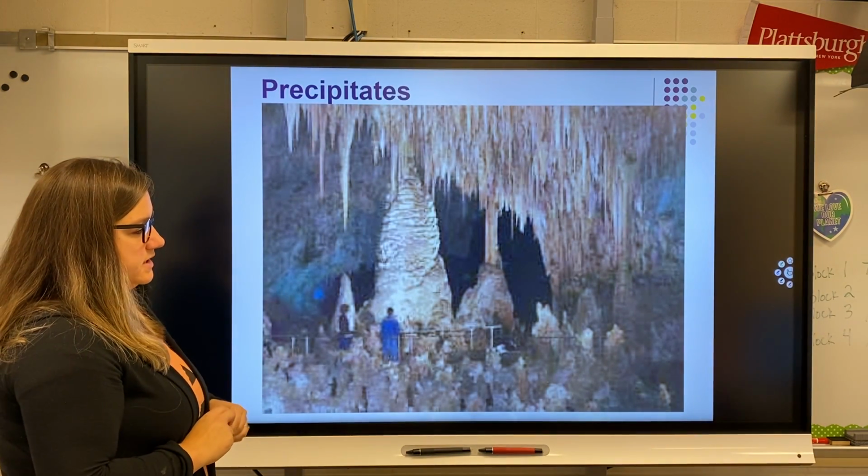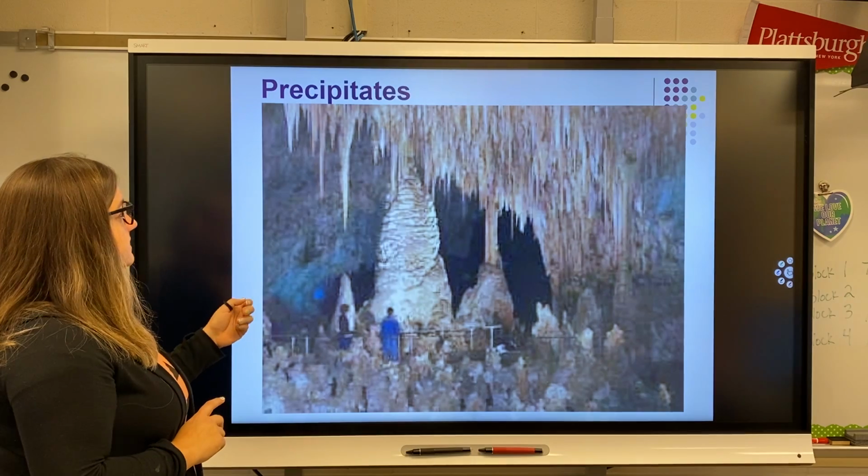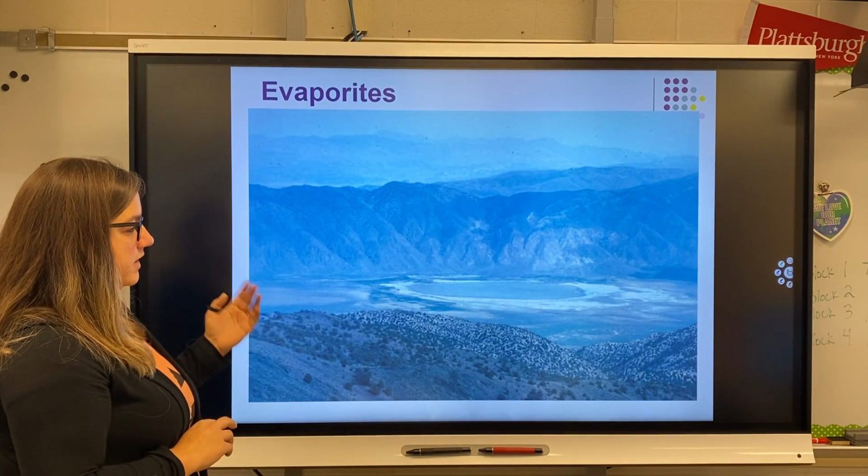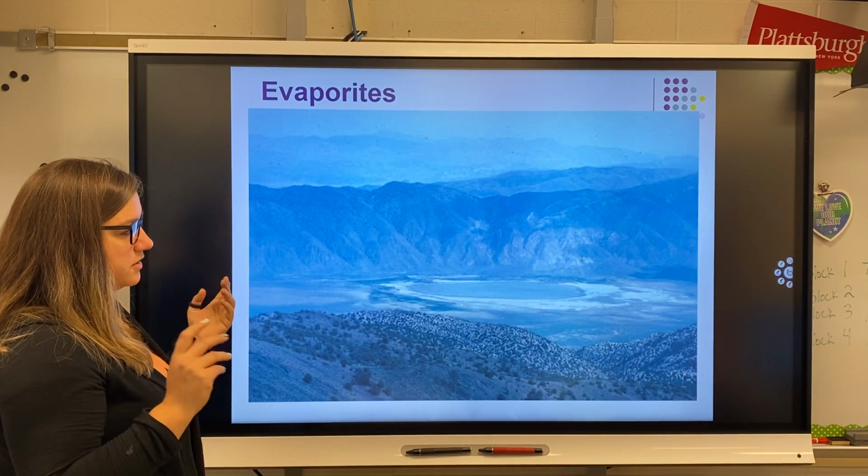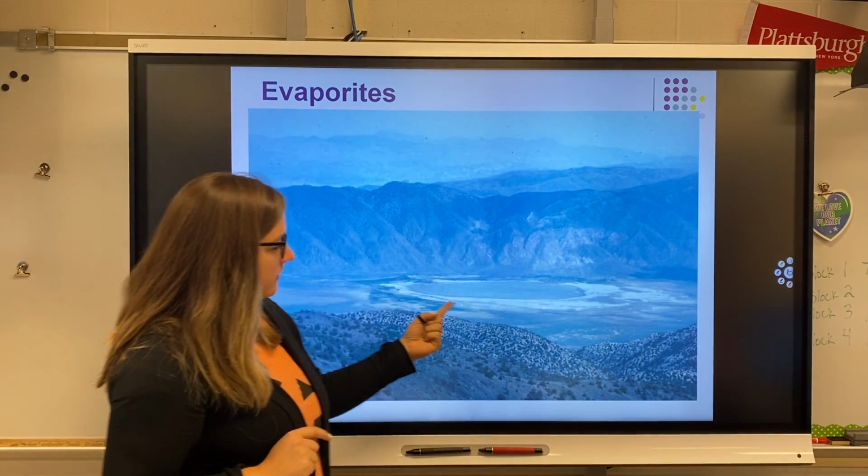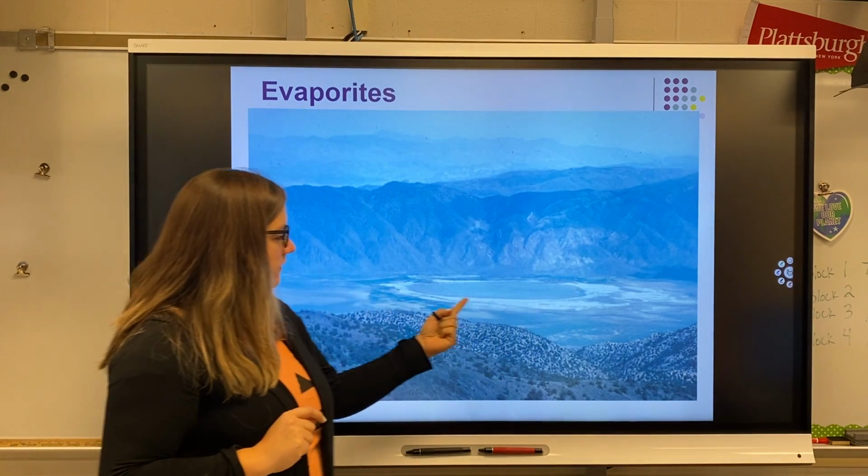So these are precipitates, your stalagmites and stalactites. Evaporites, where you have this lake of water and now the water is all evaporating away and it's leaving behind all of the evaporite.